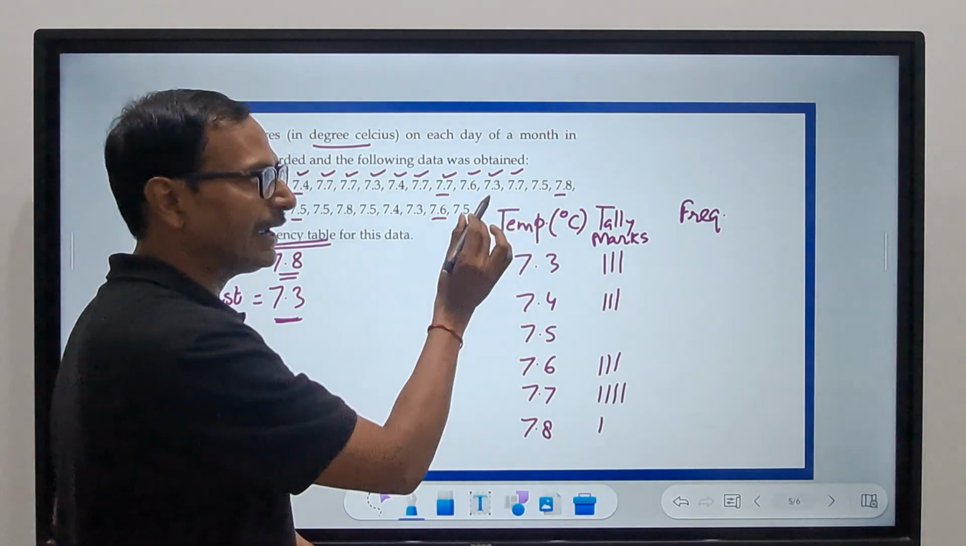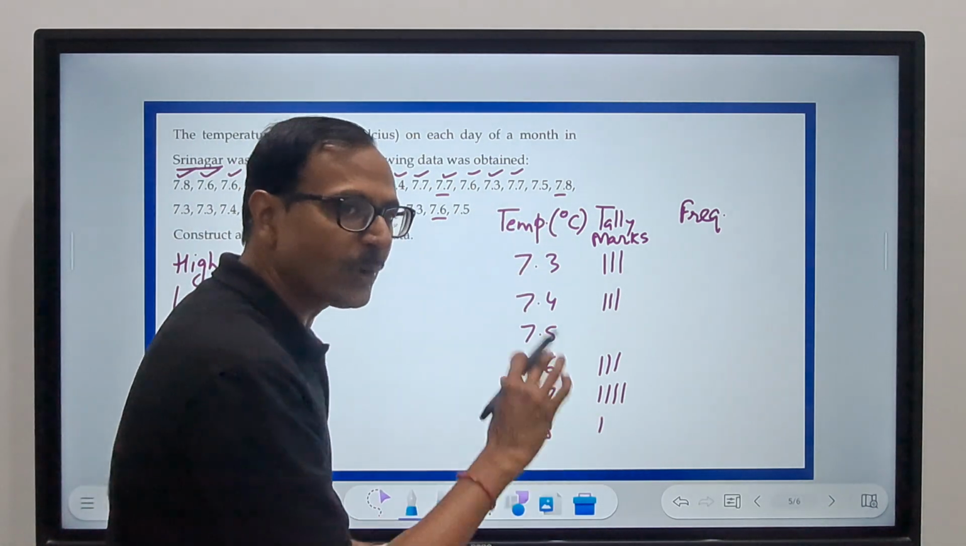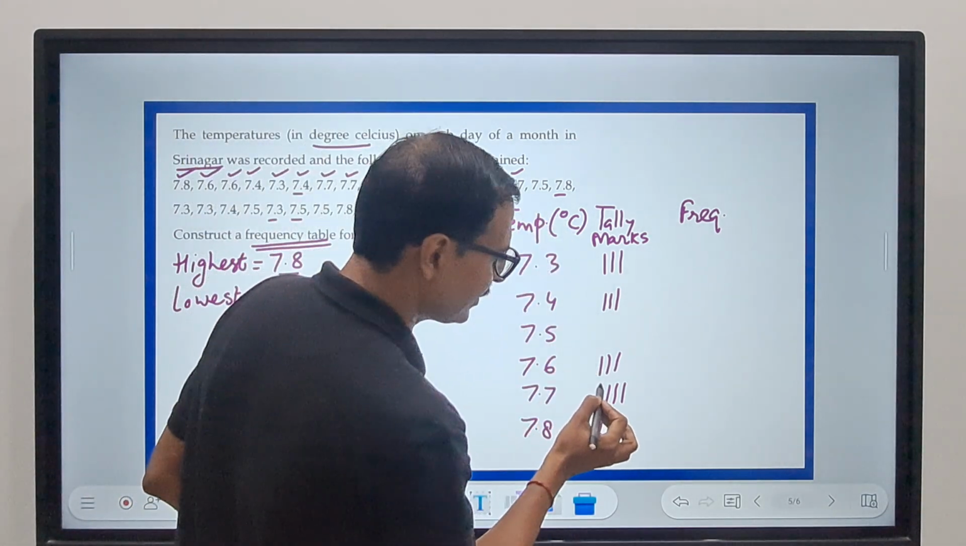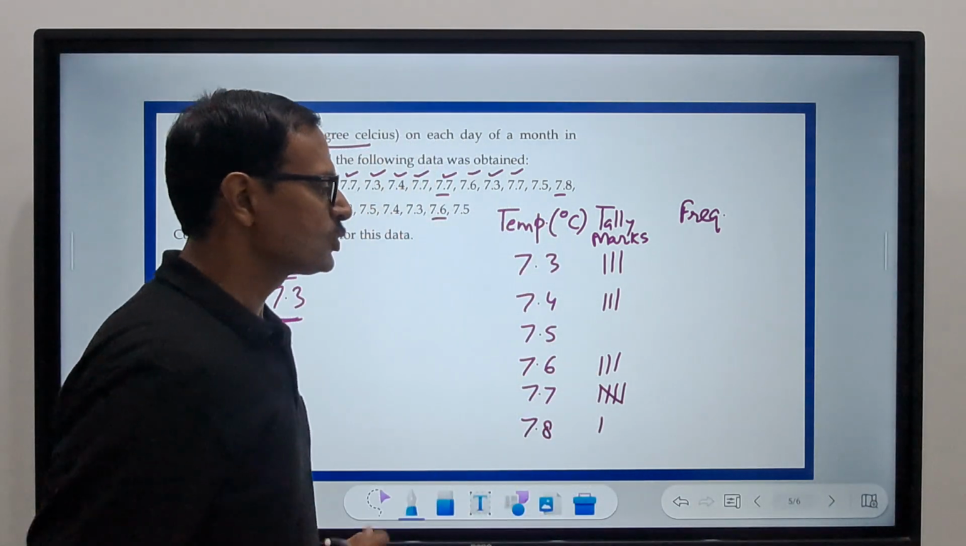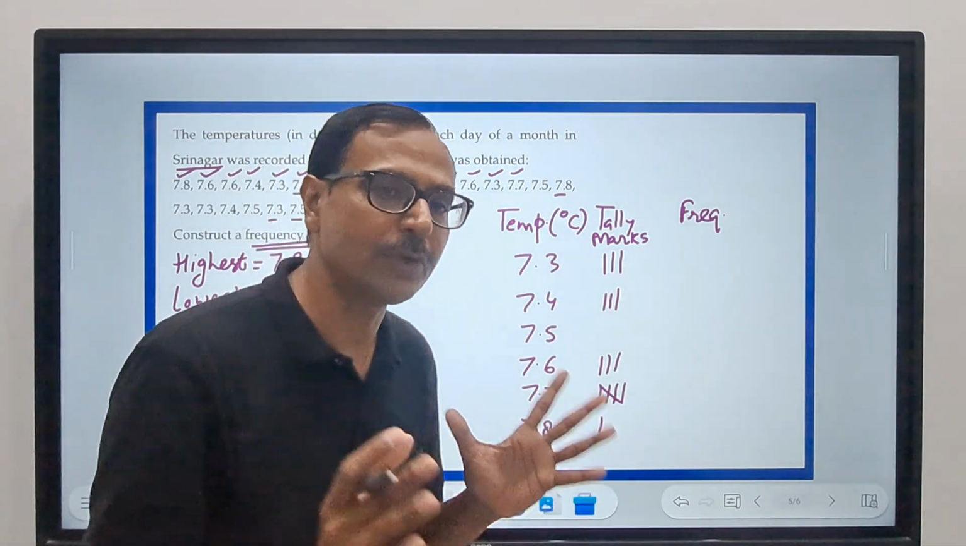So why am I stopping here? Because I already have 4 lines here. To enable us to count easily, the 5th one is always written as a cross, so that I have a block of 5. Okay, so it becomes easy for me to count the lines.